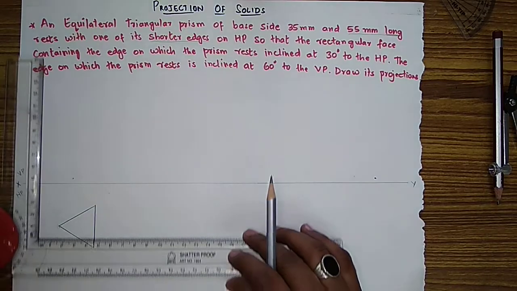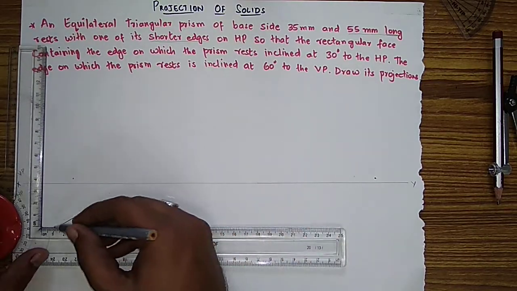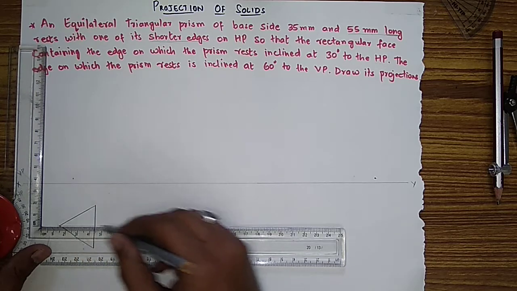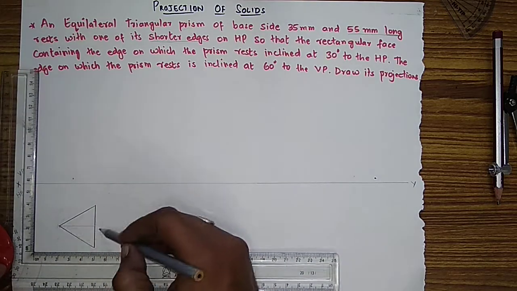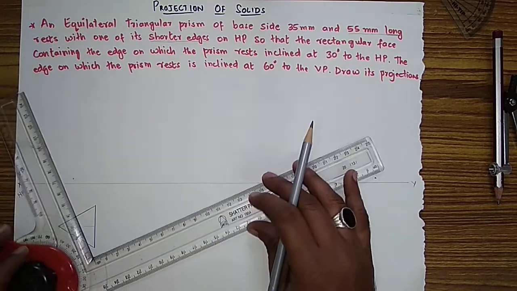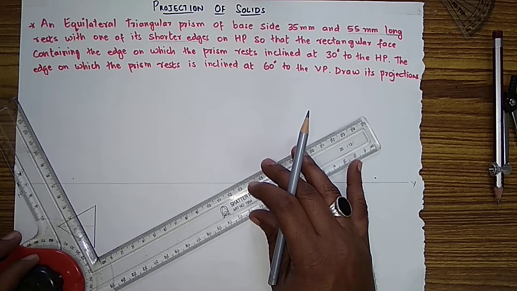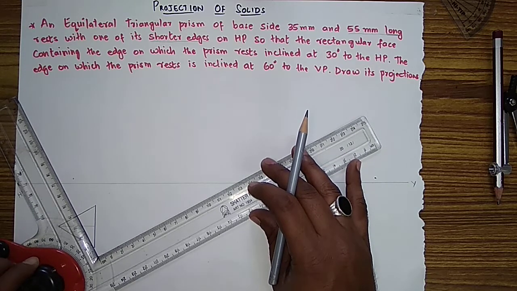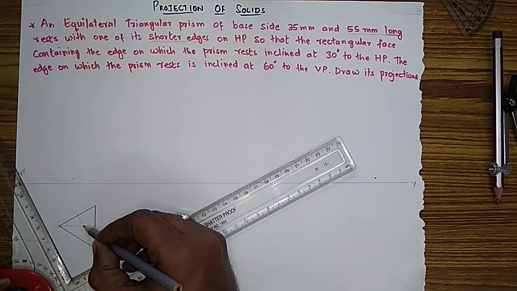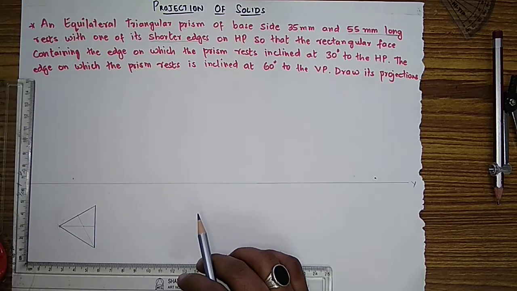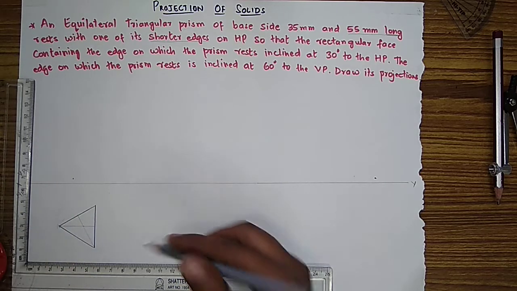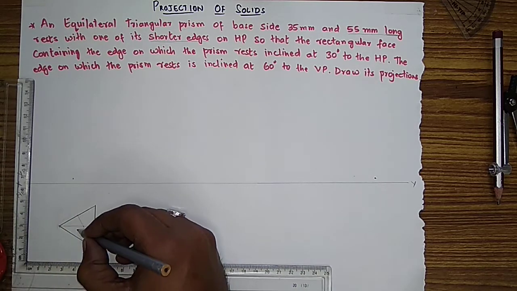To draw this, first you have to find the triangle's center point. This is called a median, so you have to draw the median. Here this is the center point. Half of this line is here, so from there you have to draw a median. So this is the center point.